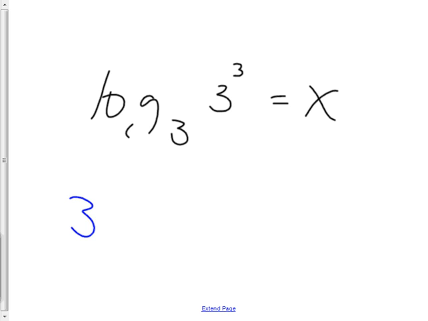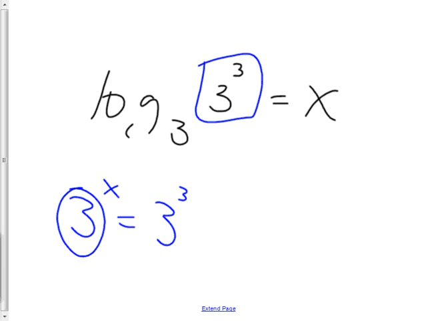To the, equals, to the, yeah, this whole thing goes together. 3 to the x equals 3 to the third. Doesn't that make it really clear that x must be a 3? 3 to the something is 3 to the something. In case you didn't know this rule, if the bases are the same, then these exponents have to be equal to each other.